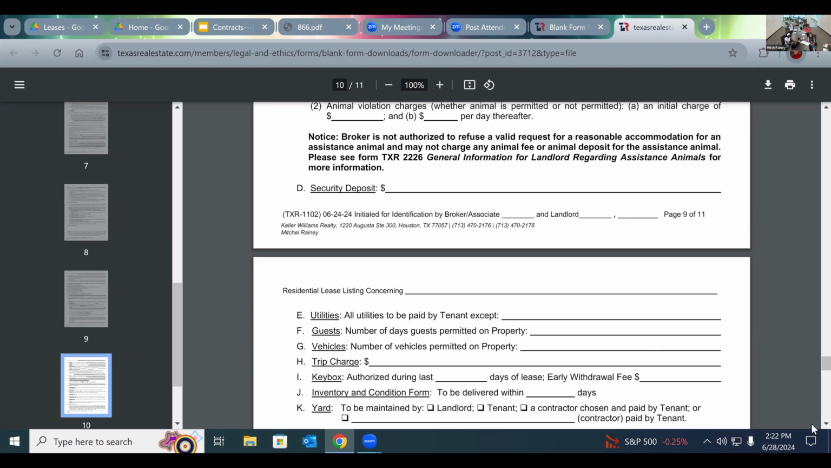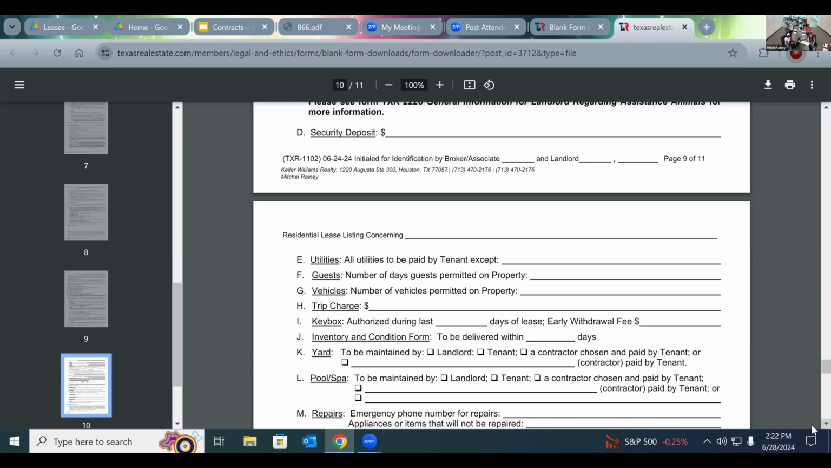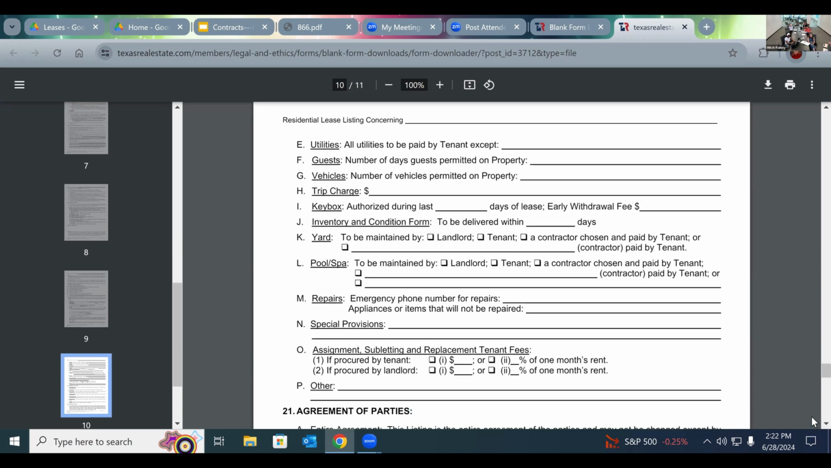Guests, how many days are guests allowed? It's totally up to the landlord. Do you want two weeks, three weeks? I had a tenant, and when we got to doing the lease, it was 20 days or maybe even 30 days. And without his spouse there, he said, can we make this less? I'm like, well, yeah, why? Because her parents like to come stay.